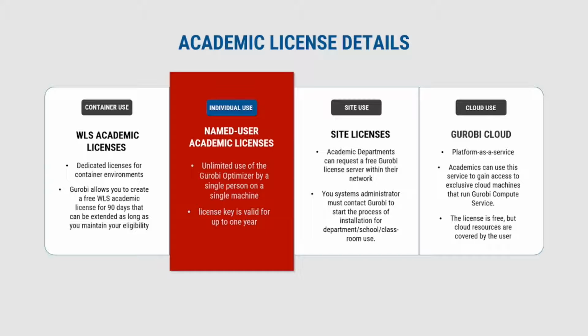Individual named user licenses are, by far, our most used academic licenses. This license has a clear and simple scope: the unlimited use of the Gurobi optimizer by a single person on a single machine. People typically use this license on their home or work computer. Although one license is for one particular computer, there is in fact no limit on the number of licenses you can request. It is no problem at all to install as many named user licenses as you need on all your machines. Once installed, the license key is valid for up to 1 year.